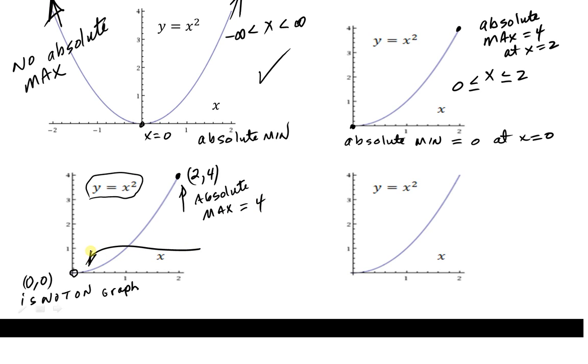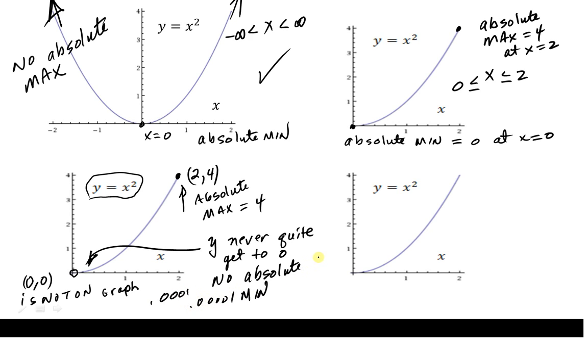However, y never quite gets to 0. It approaches 0, but since (0, 0) is not in the domain, there is no absolute minimum. It gets down as close as you want to. In fact, it gets down to 0.0001 or 0.00001 and as close as you would like, but it never gets to 0.